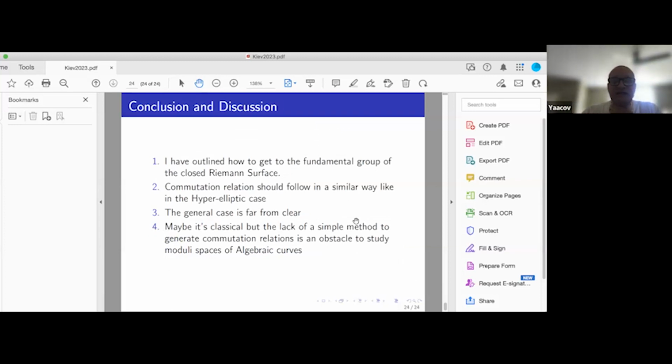The general case is harder, but I think it should work the same. I mean, I still need to do the math. And I'm coming to an age where I have no energy to do the math. So maybe it's classical, but the lack of a simple method to generate commutation relations is an obstacle to studying the moduli space of algebraic curves. Any questions? I'm done. Any questions?